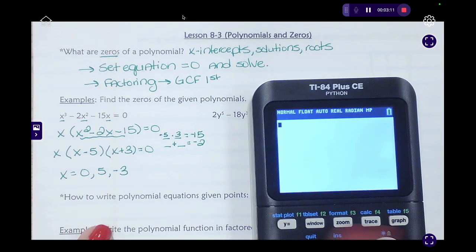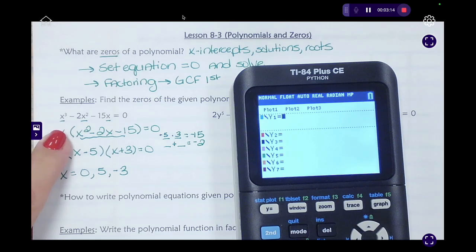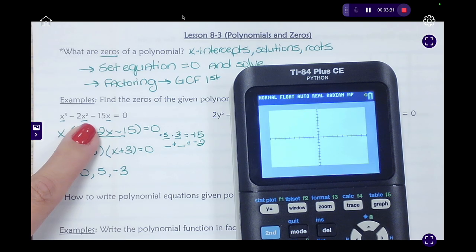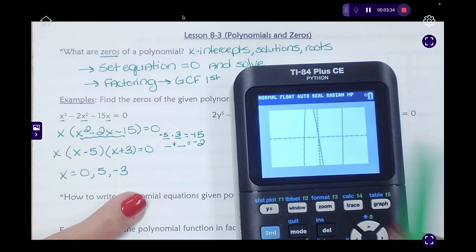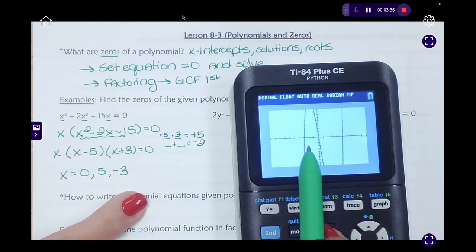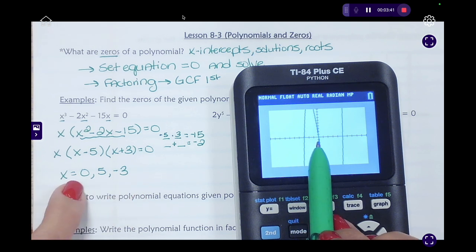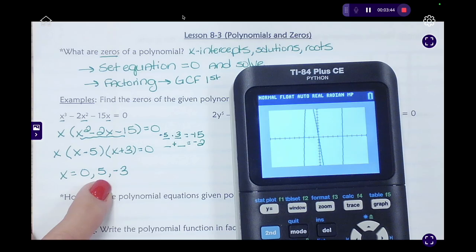So I can also double check. So let's type this into my calculator. So I have x to the third minus 2x squared minus 15x. Whoops, that's not what I want. Okay, so let's try that again. X to the third, make sure I get out of my exponent. So if I look at my graph, we're going to see those zeros. Okay, so remember, your zeros are your x-intercepts. So there's my negative 3, there's my 0, and there's my positive 5. So that's a good way to double check on your graph.